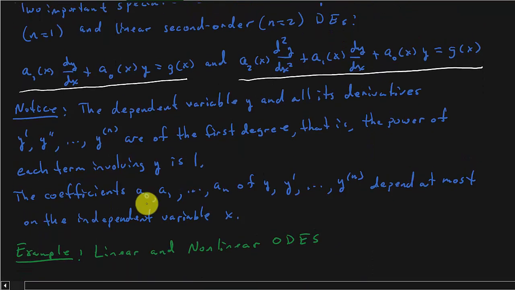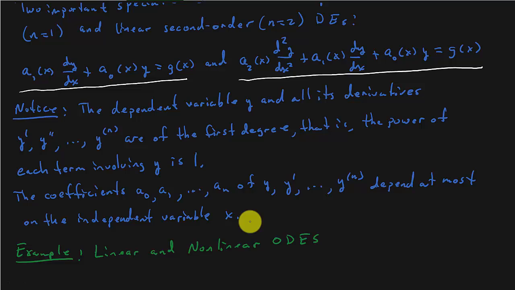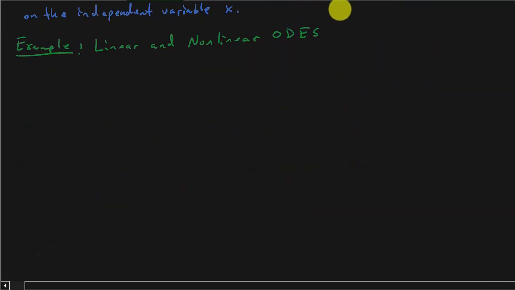The coefficients a0, a1 to a sub n of y, y prime, and the nth derivative of y depend at most on the independent variable x. Okay, so does that make a lot of sense? All right, if it does, that's great. If it doesn't, let's look at these examples and maybe it'll clear some stuff up.